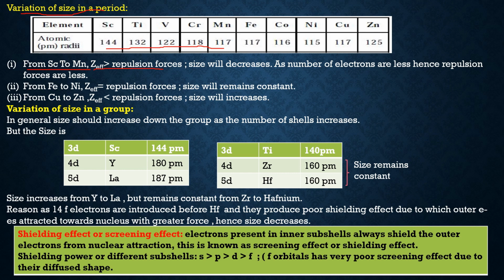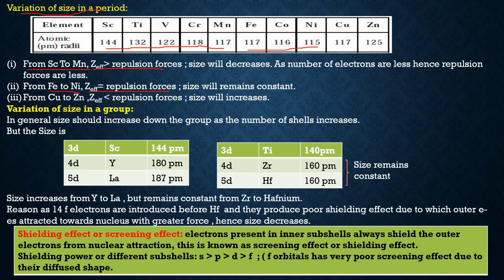Now next I am taking iron to nickel. From iron to nickel, the size is nearly constant. You can see 117, 116 and 115 picometer. This is because the Z effective and the repulsion forces neutralize each other. They are equal in strength, hence the size remains constant.